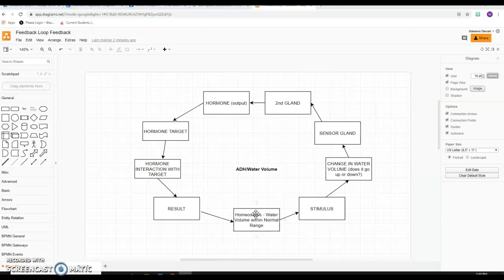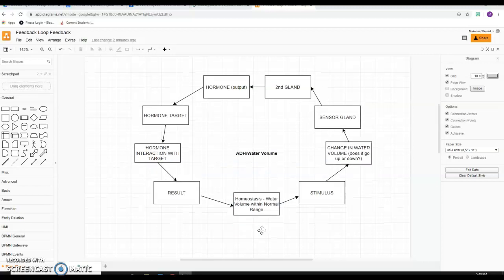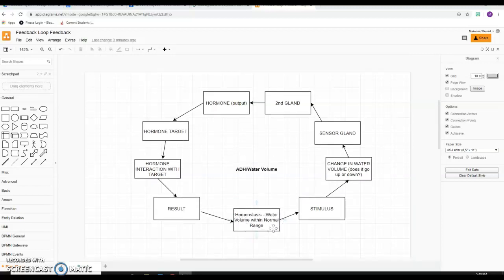So with ADH, and really with any feedback loop, you can begin with a homeostasis box. So this would be water volume within normal range. So for this feedback loop and the other as well, it begins with a stimulus. So something occurs that's going to create a change. There are several possibilities for stimuli. There's not just one stimuli that can occur.